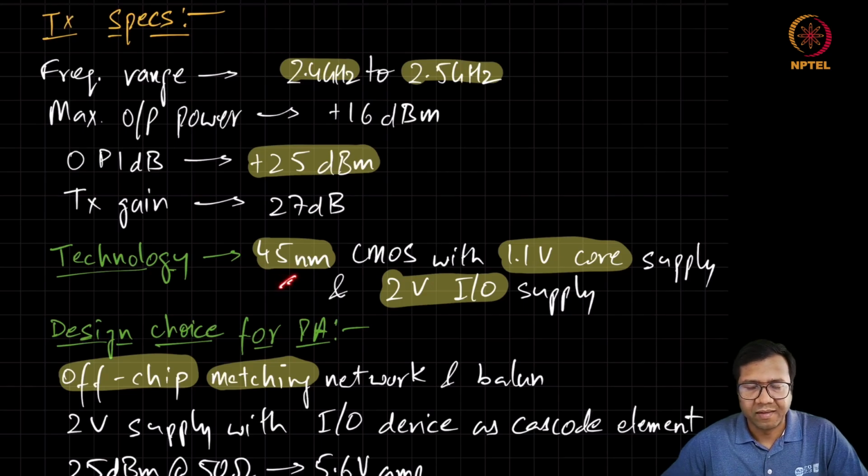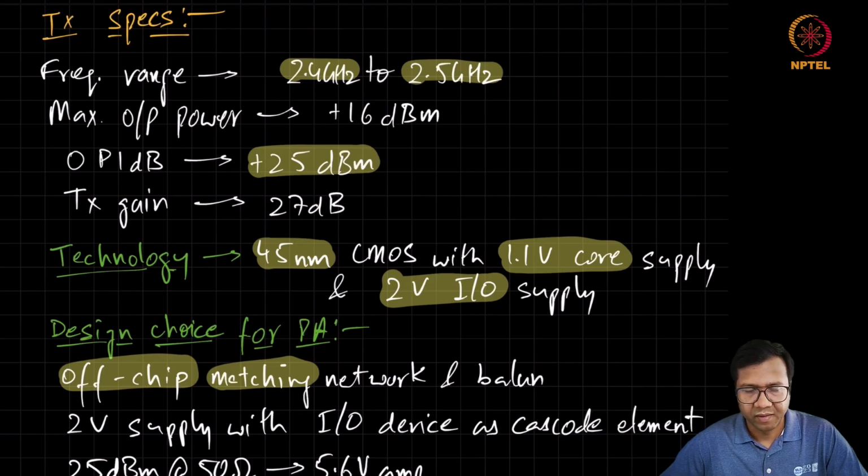So for this case study, we are going to take a 45 nanometer CMOS process, and this process has a core device which is operating at 1.1 volt supply, and also IO devices operating at 2 volt supply. These IO devices we are going to take advantage of in designing the power amplifier, because this power amplifier has to drive a 16 dBm output power with 25 dBm P1dB. So the output swing is going to be really high. So the IO devices can help in operating the PA at a higher voltage supply so as to improve the output voltage swing.